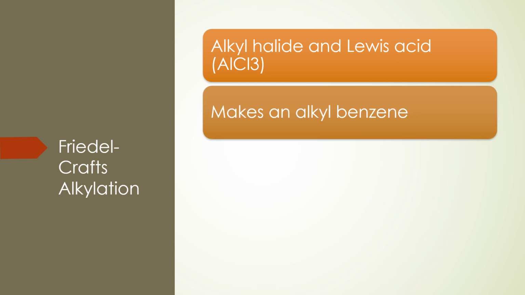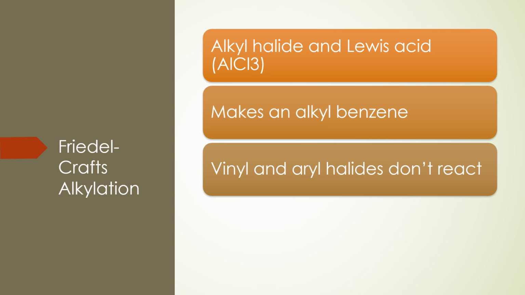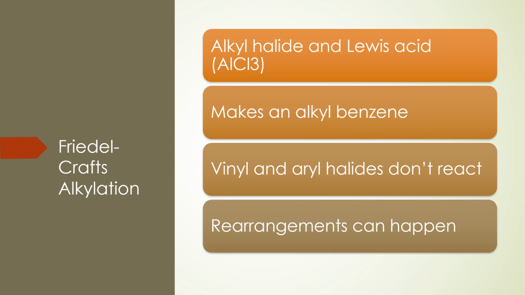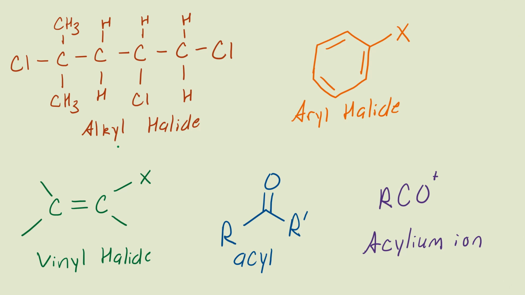Remember that vinyl and aryl halides can't undergo this type of reaction. Rearrangements can happen. Let's have a quick review of some of these compounds. Alkyl halides are compounds with one or more of its hydrogens replaced by a halogen atom like fluorine, chlorine, bromine, or iodine. This alkyl halide has 3 halogens attached. One is primary, one is secondary, and one is tertiary.